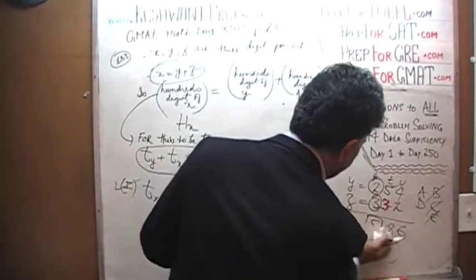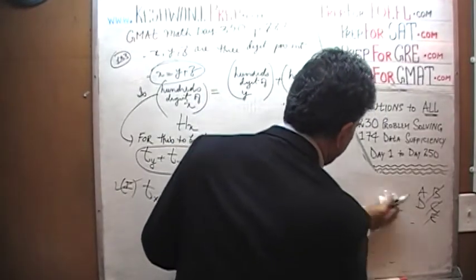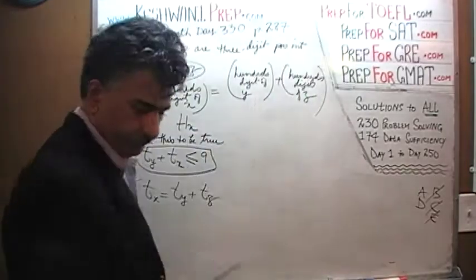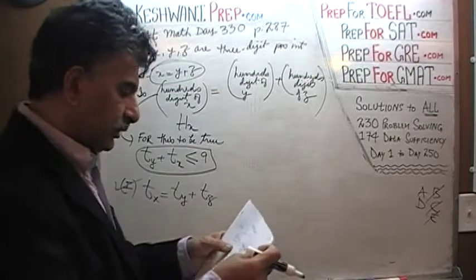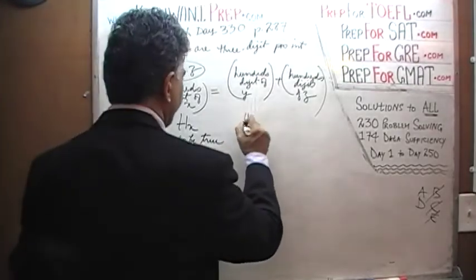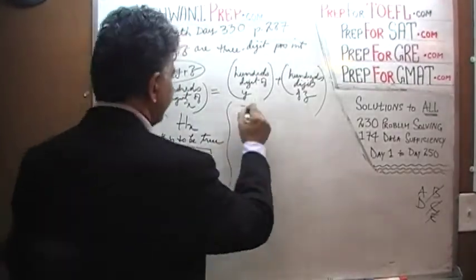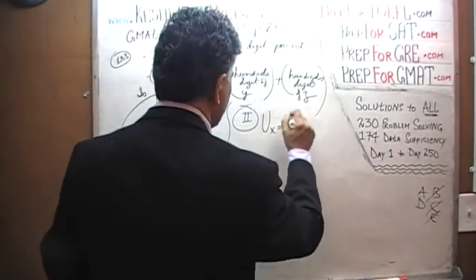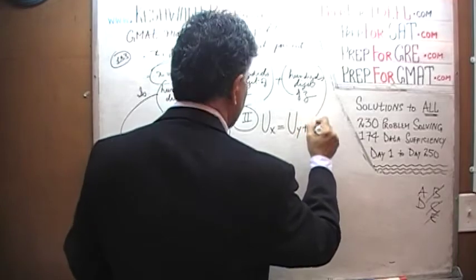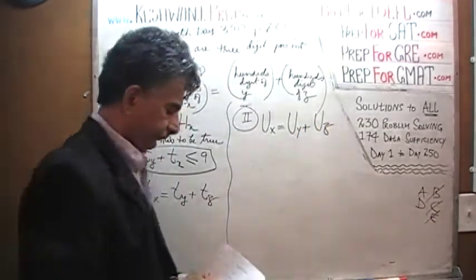We have to erase all of this. We don't need any of this. In the second statement, they tell us that the unit digit of X is equal to the unit digit of Y plus the unit digit of Z.